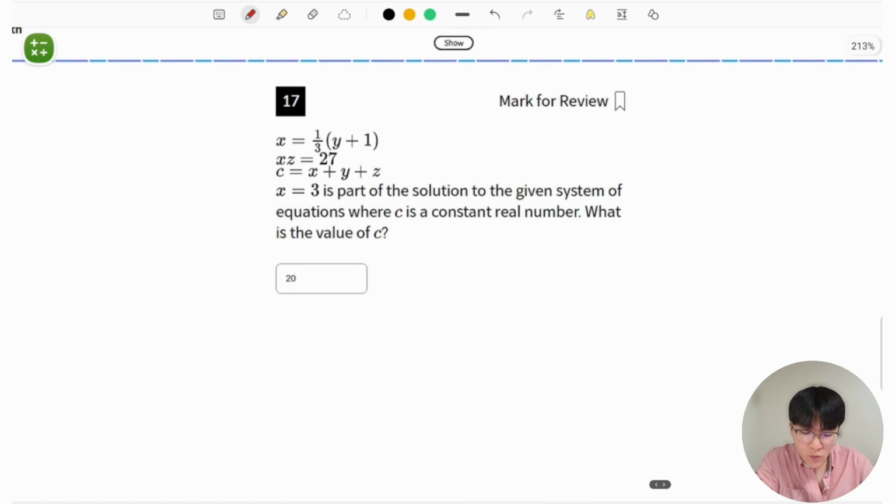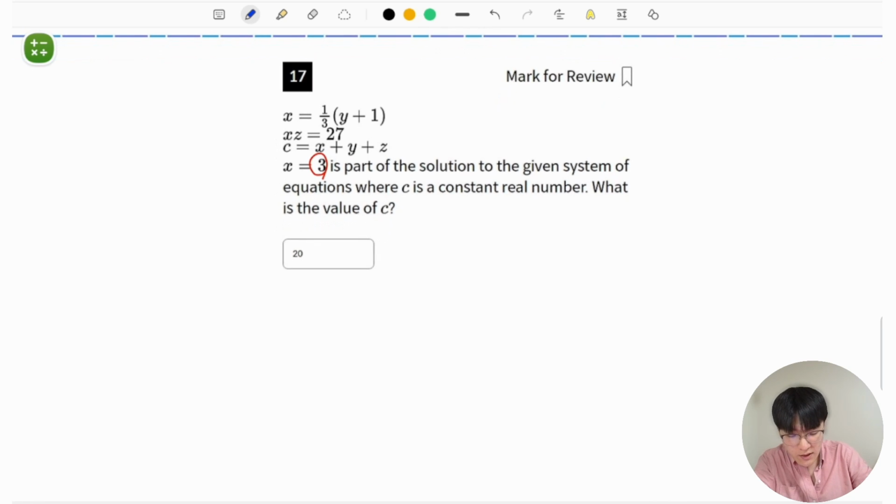17. X is equal to 1 over 3, parentheses y plus 1. 3z is equal to 27. C is equal to x plus y plus z. X is equal to 3 is part of the solution to the given system of equations where c is a constant real number. What is the value of c?